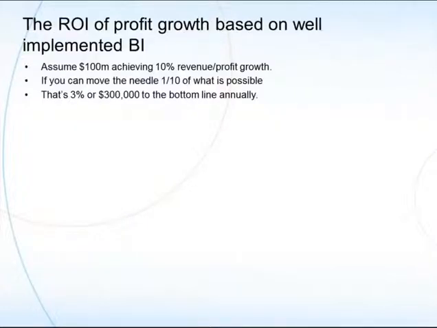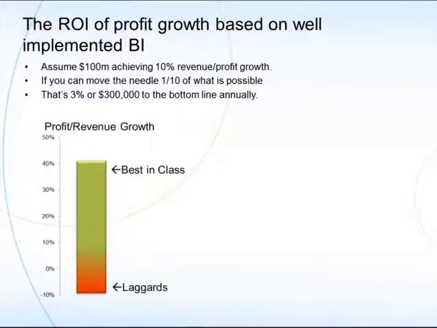So assume that you have a $100 million company, you're achieving 10% profit growth, and you move that needle just by 10% of what's possible. Well, that would add $300,000 to your bottom line. And you can multiply these numbers, they scale right up. So if you're a $500 million company, just multiply that by 5. Notice that we didn't go all the way to the top. We just improved it by a minute amount.